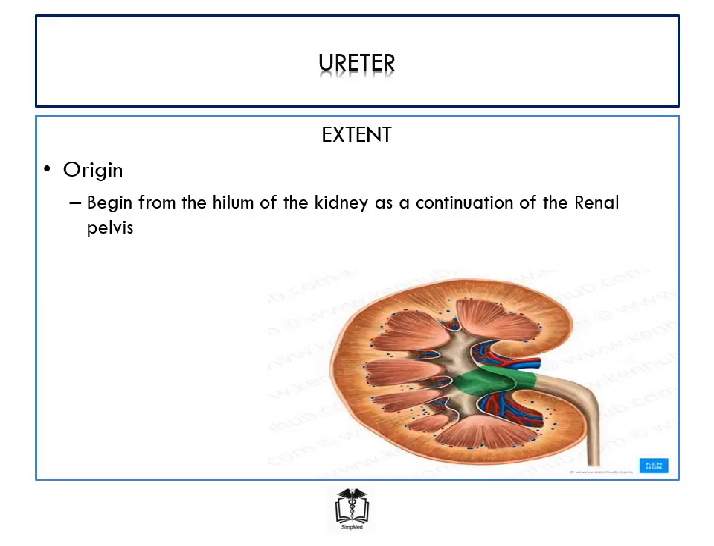Let's talk about the extent of the ureter, starting with the origin. It originates as a continuation of the renal pelvis. You can see the renal pelvis found within the hilum or the renal sinus, and the renal pelvis, as a collection of the different calyces, combines together and eventually drains into the ureter. You can see the ureter being a continuation of the renal pelvis.